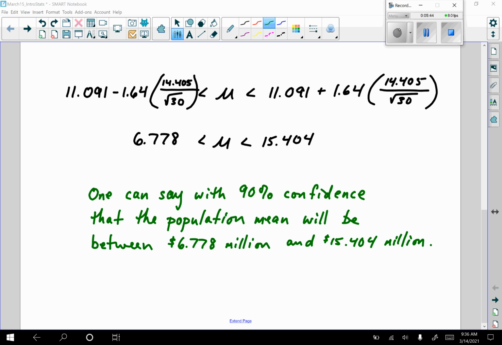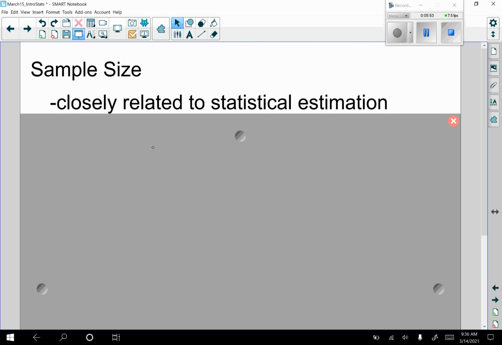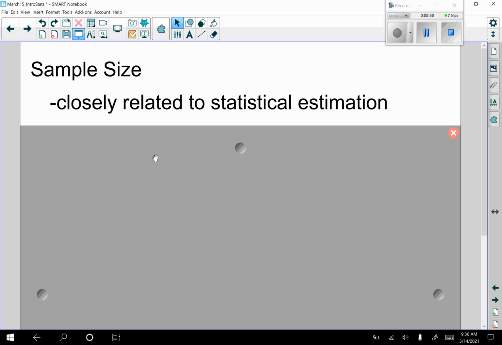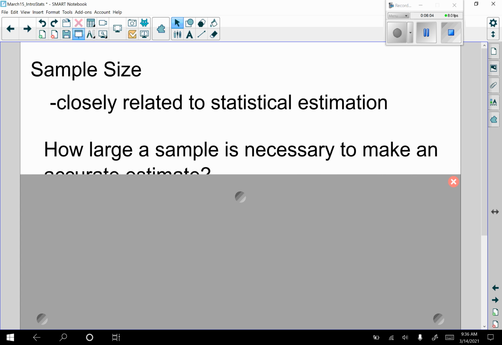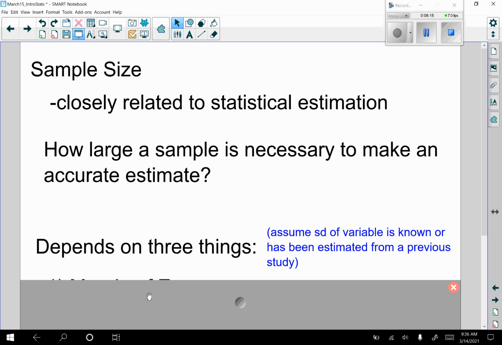All right, so now let's take a look at calculating sample size. So sample size also is closely related to statistical estimation. The question is, though, how large a sample is necessary to make an accurate estimate? Well, this depends on three things. Now, again, because we're in this section, we're assuming that the standard deviation of the variable is known, or it has been estimated from a previous study.